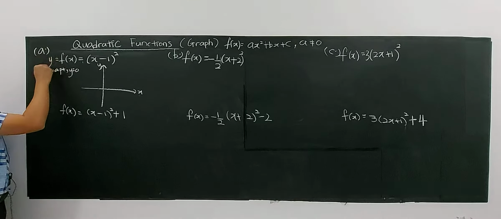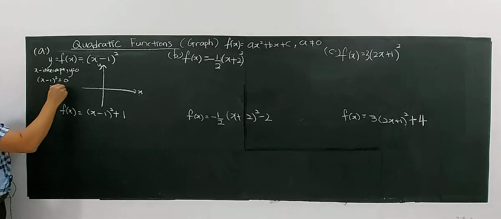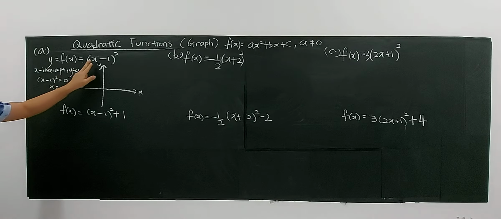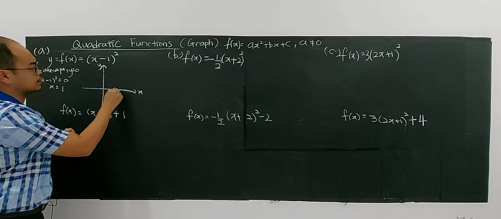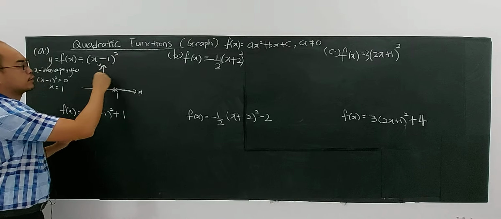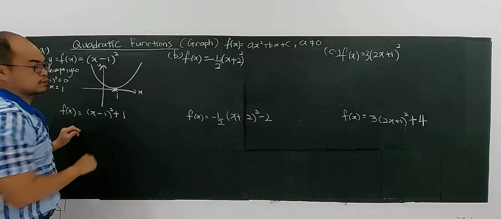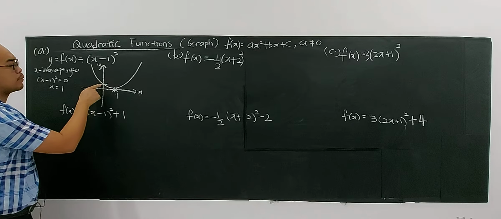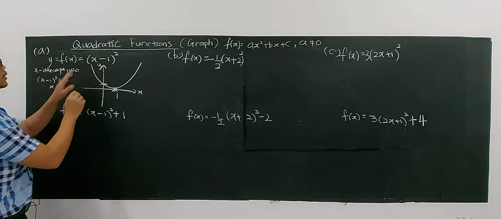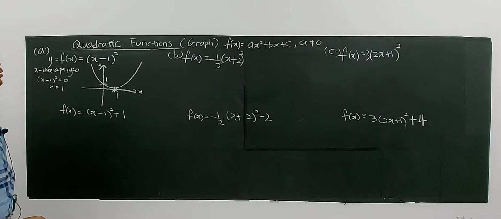Your y is represented by f(x). So you have x minus 1 square equals 0, and you get x equals 1. Without calculating, you know only x equals 1 causes y to be 0. So at 1 here, there is an intercept. The graph of x square will open upwards and touch the x-axis at 1. They will intercept y when x equals 0. With x equals 0, you have negative 1 square, which is 1. So this is the graph.